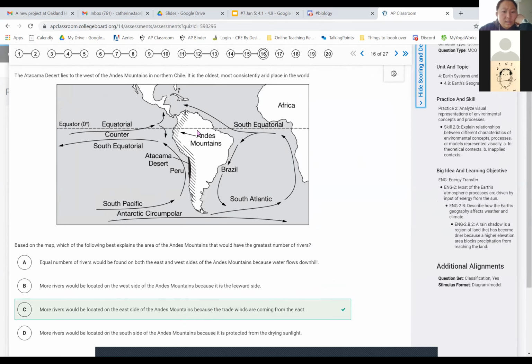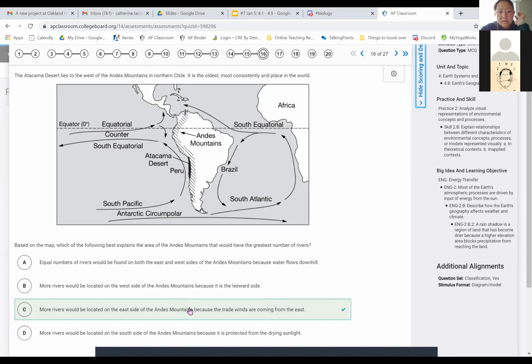Oh, it's the same concept that we were talking about earlier, Richard, of which side would have more water. When it says greatest number of rivers, it's asking where is the most water going to be? Oh, so it's where's the most precipitation going to be on which side? Yeah, and where can water exist? Water obviously does not exist in the desert as we examine it over here, so it has to be on the east side.